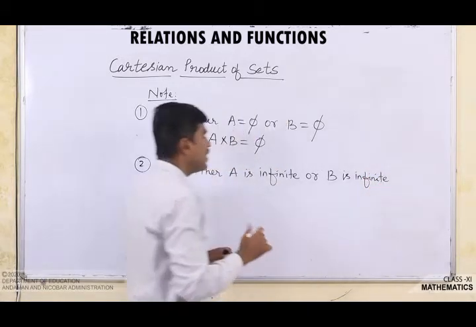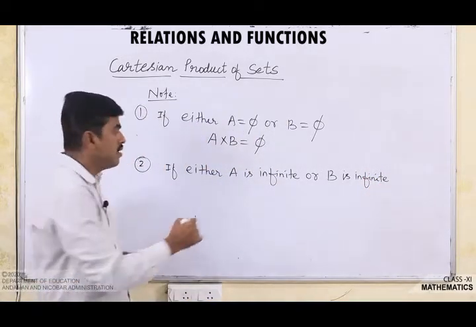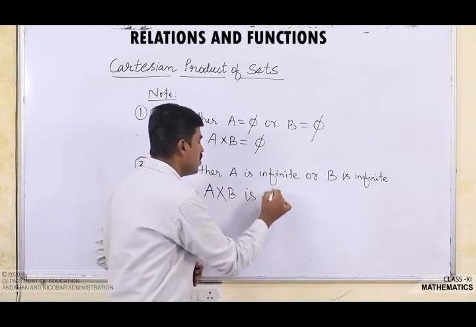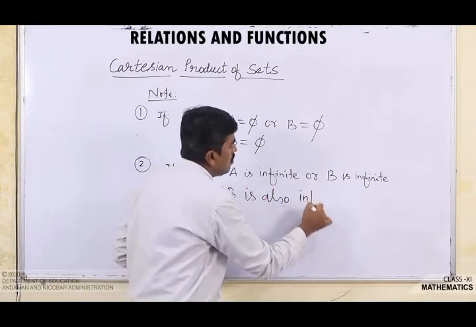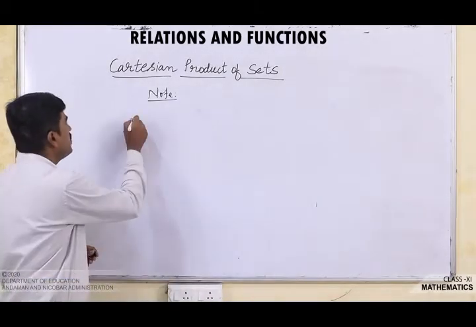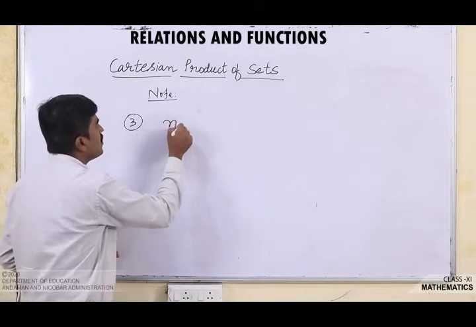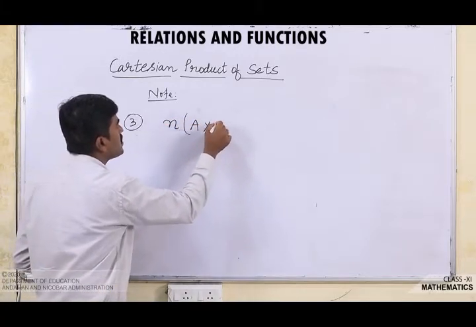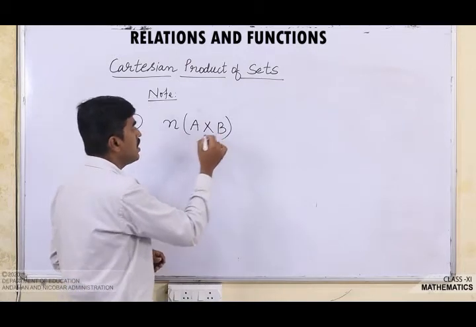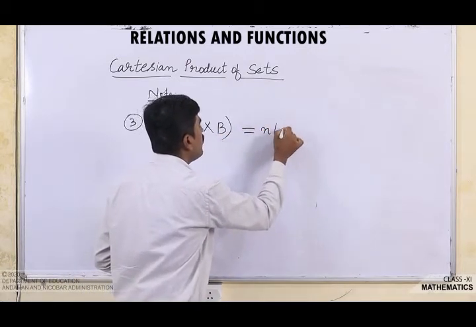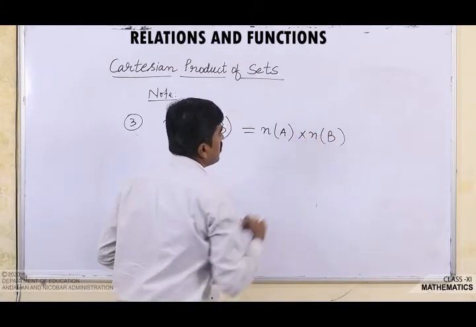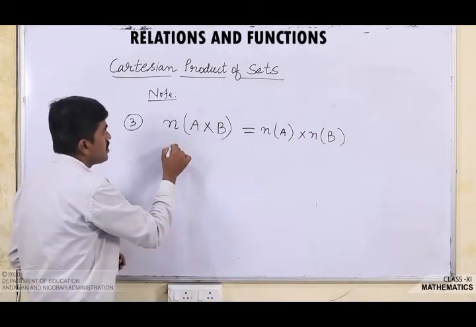If A is infinite or B is infinite, then A cross B is also infinite. Clear? Now let's see point number 3. If A and B are two non-empty sets, then the number of elements in A cross B is equal to the number of elements in A into the number of elements in B. Let us try to understand this using an example.